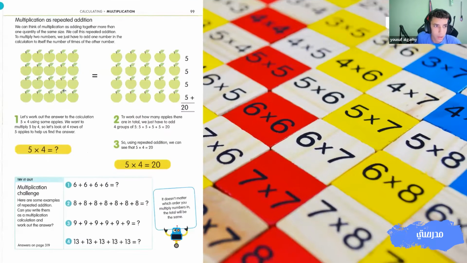Let's move on. So as we said before, multiplication is repeated addition. And some of you have said multiplication is repeating numbers, which is right. You guys are right. So here we have 5 times 4. Do you guys know what 5 times 4 is? Can you just type it in the chat?